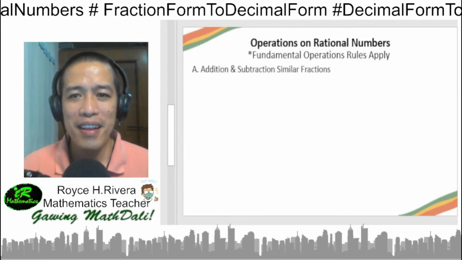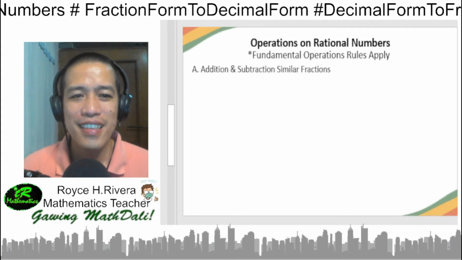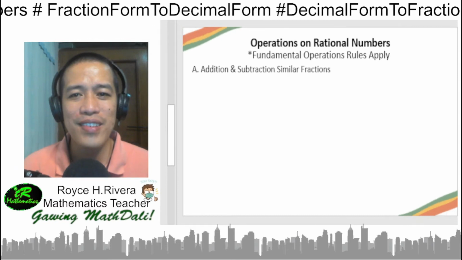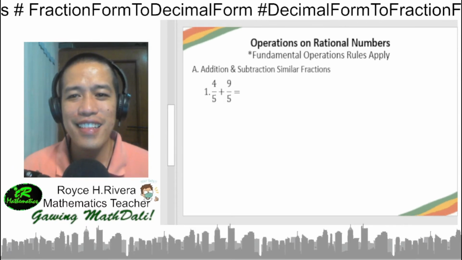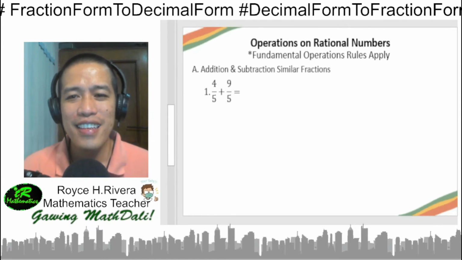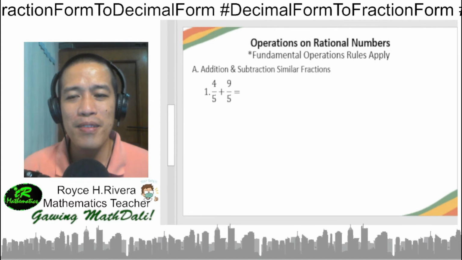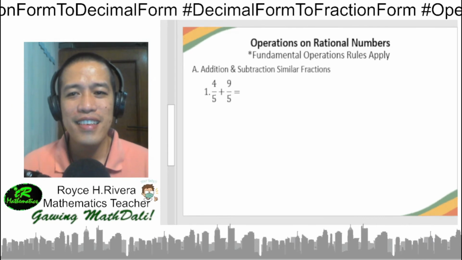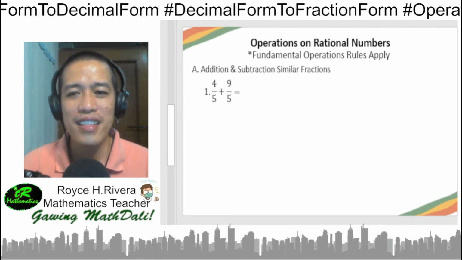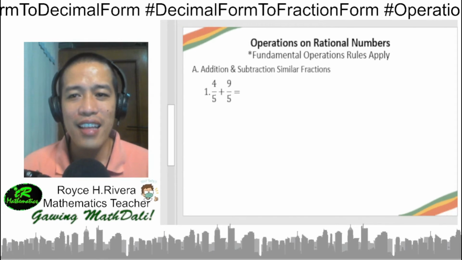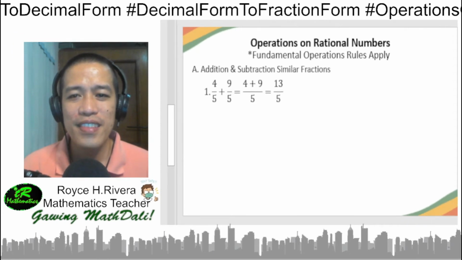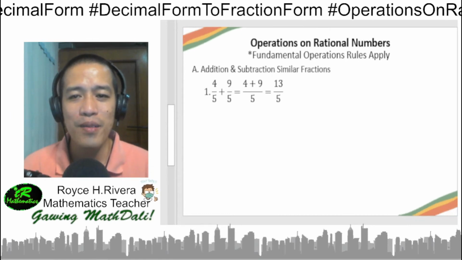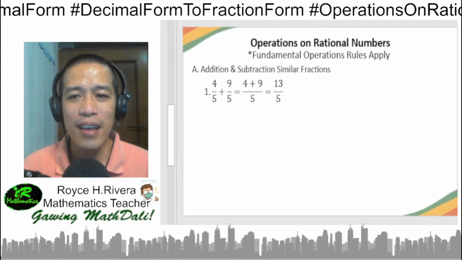Tuloy-tuloy na tayo sa operations on rational numbers. Simulan natin sa addition and subtraction of similar fractions. Let us start. Number 1, the sum of 4 over 5 plus 9 over 5. All you have to do is to copy the denominator and add the numerator. So we will have 4 plus 9 all over 5, and that is equal to 13 over 5.